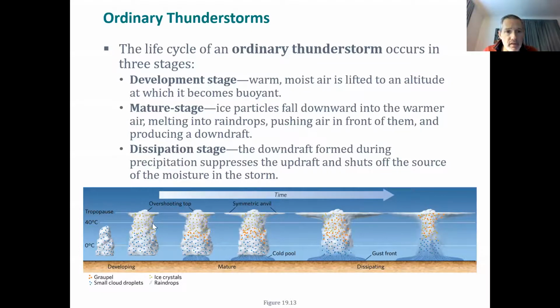And so during the building stage, the air is going to rise up, and as the air is rising up, what's going to happen? It's going to create an updraft. Air is going to rise up right here in this thunderstorm, and this updraft is going to cause a current here.